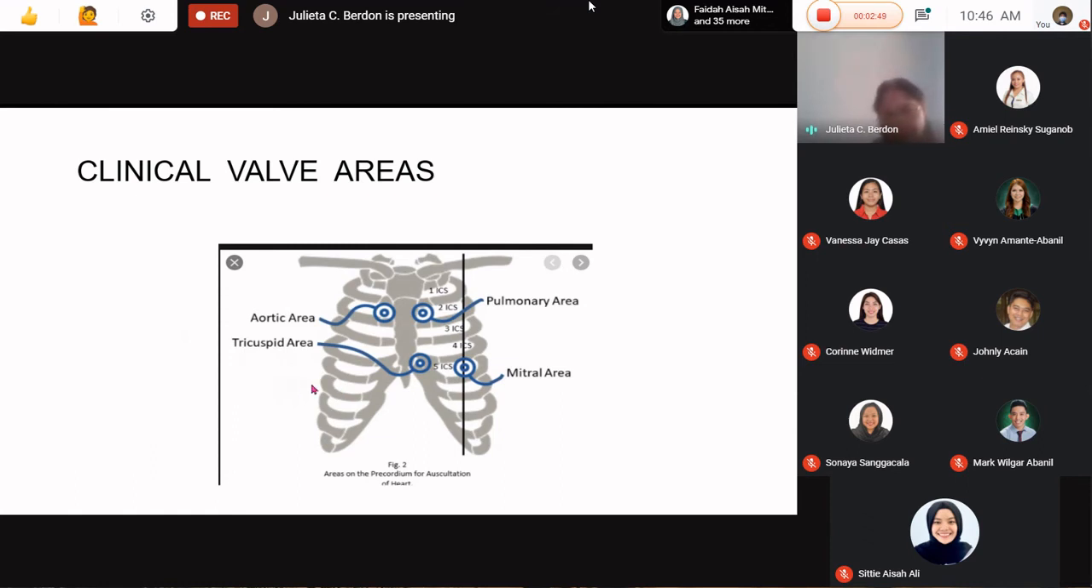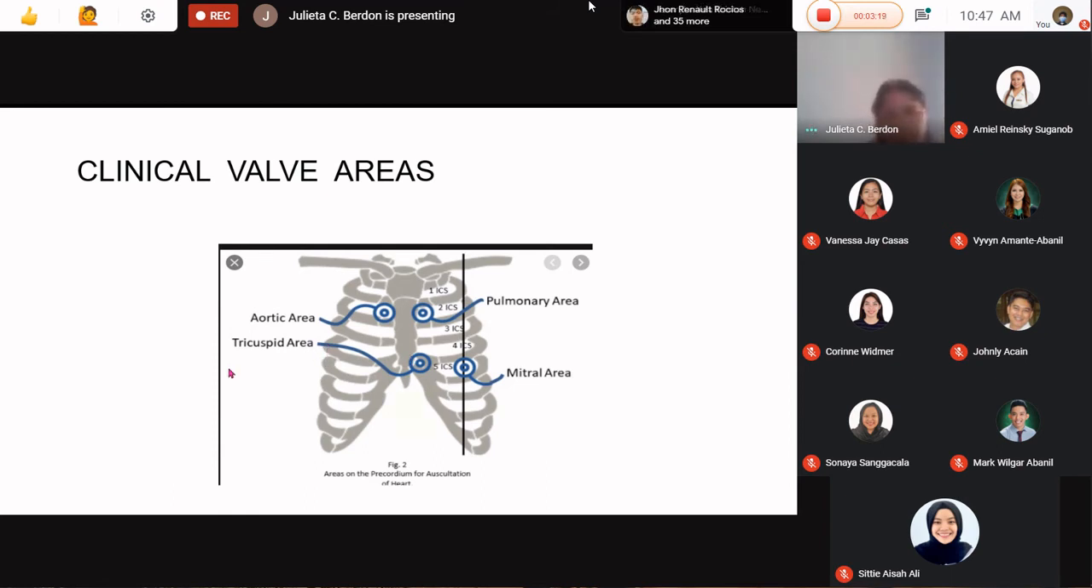And then they are heard best. So the first heart sound is heard best at the apex. This one here. And then the second heart sound is heard best in the aortic valve area. But of course, you hear the sounds everywhere, but they are heard best in these clinical valve areas. So let us study.